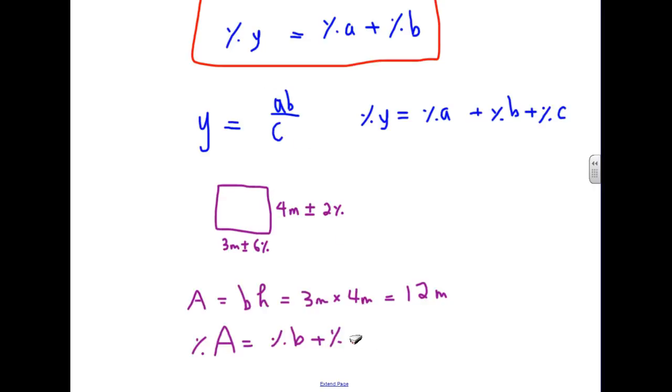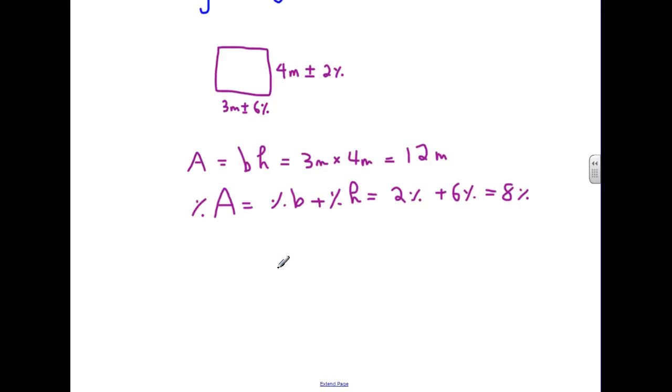Plus the percentage uncertainty in height. That's what, 2% plus 6%, which yields 8. Now let's say that you next want to find the absolute uncertainty. And we probably should write this as plus or minus, by the way.